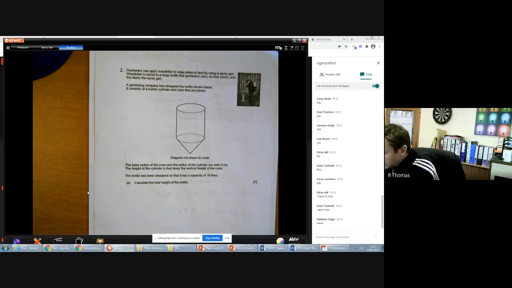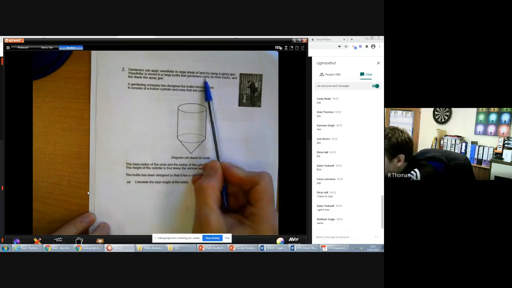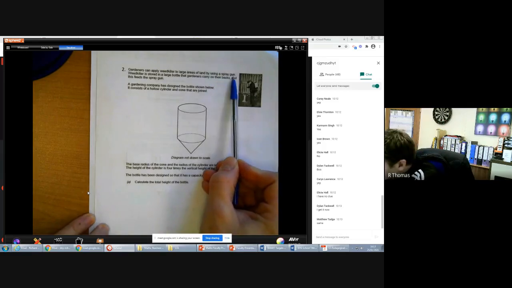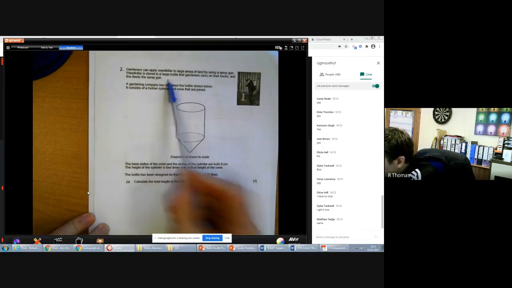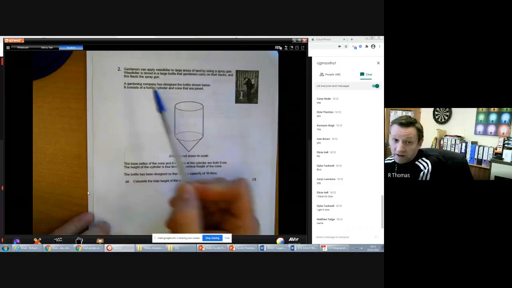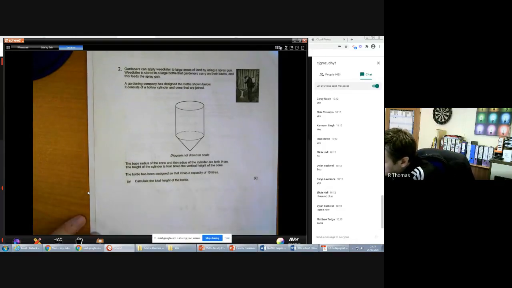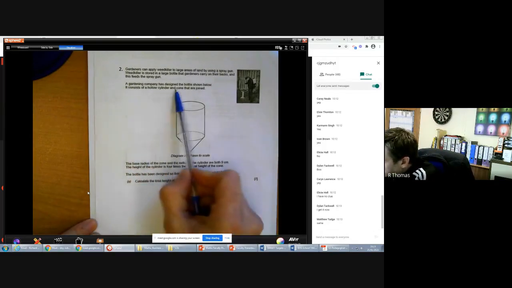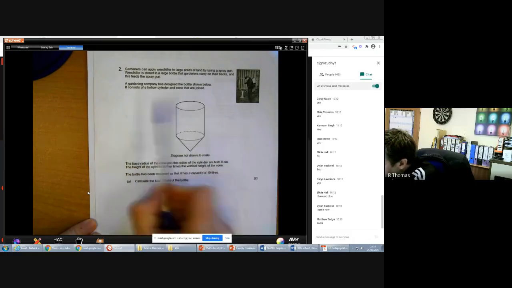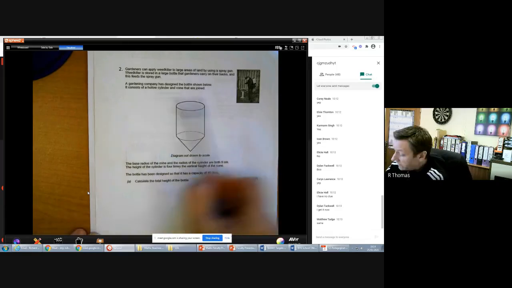Right? It says gardeners can apply weed killer to large areas of land by using a spray gun. That's irrelevant. Who cares? Weed killer is stored in a large bottle that gardeners carry on their backs, and this feeds the spray gun. What's the point of that? They're just trying to put you off already. Let's get to the chase. The gardening company has designed the bottle shown below. It consists of a hollow cylinder and cone that are joined, right? So all of that is just to throw you off. We have eyes, we can see it's a cylinder and a cone. So where's the maths? Where's the question?